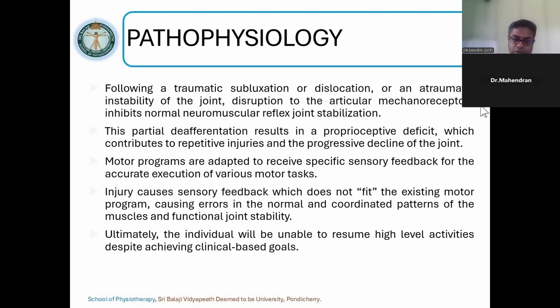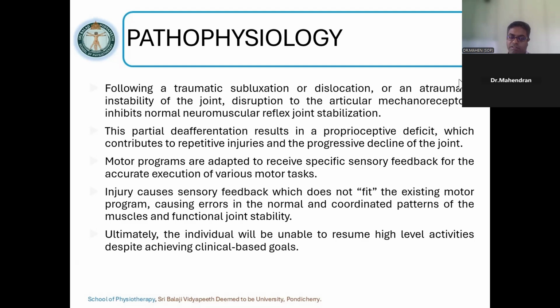Motor programs are adapted to receive specific sensory feedback for accurate execution of various motor tasks. For any motor task execution, there is a need for sensory input. This sensory input could be given by many structures, and the proprioceptor is one of them. So if the proprioceptive impulses are not proper or have been affected by anything, the motor execution is also affected accordingly.